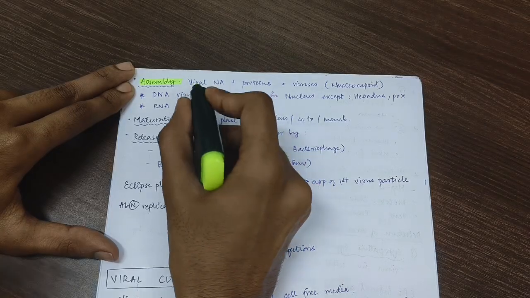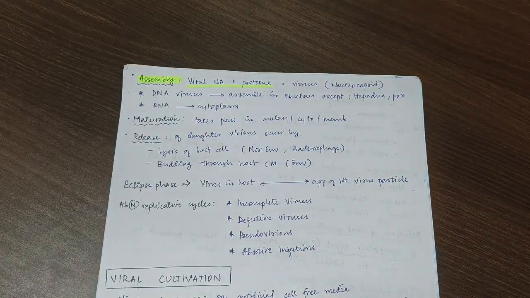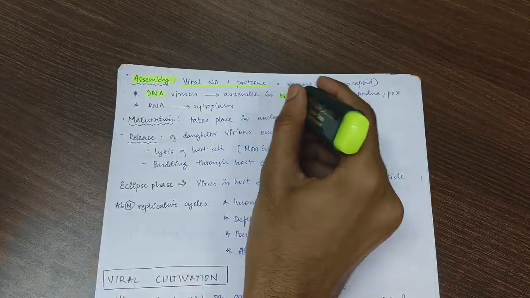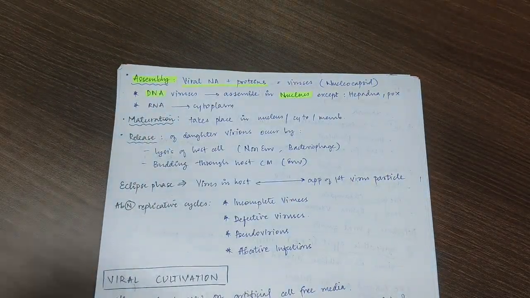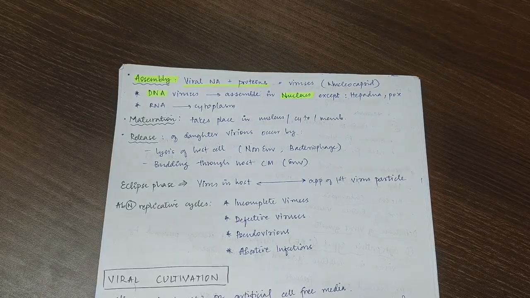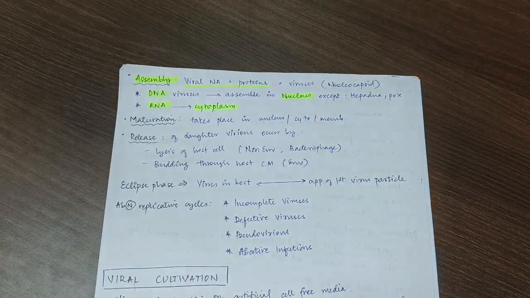So here the viral nucleic acid with proteins is going to form the viruses now. That is called nucleocapsid. In DNA viruses, all the assembly will occur in the nucleus except hepadnavirus, most commonly hepatitis B virus, then pox virus. Then RNA viruses, it is going to happen in the cytoplasm.